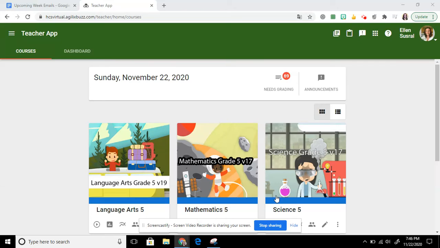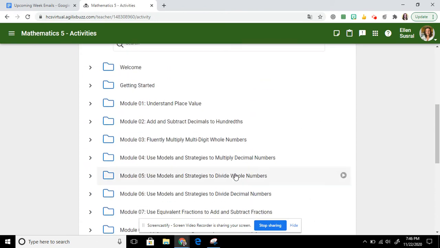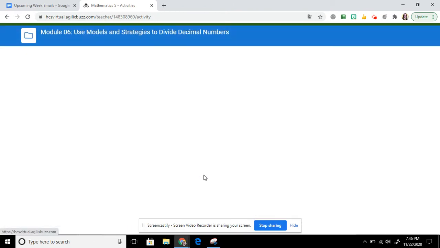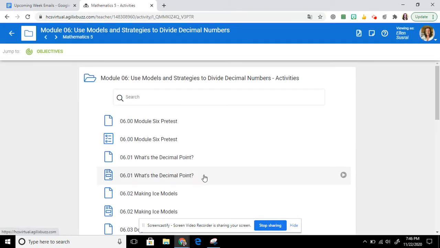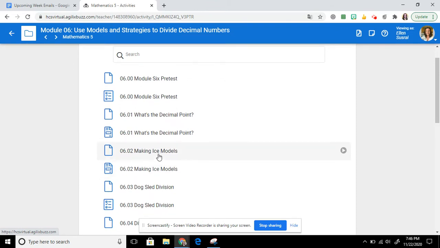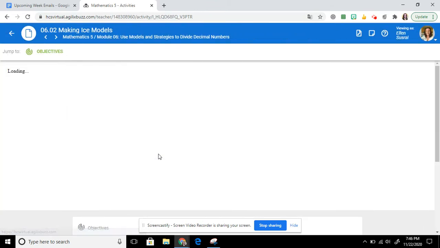Hi, boys and girls. I'm going to show you how to find and complete 0602 for math called Making Ice Models. I'm going to start by clicking on your math course. We're going down to Module 6. And we're doing 0602, Making Ice Models.